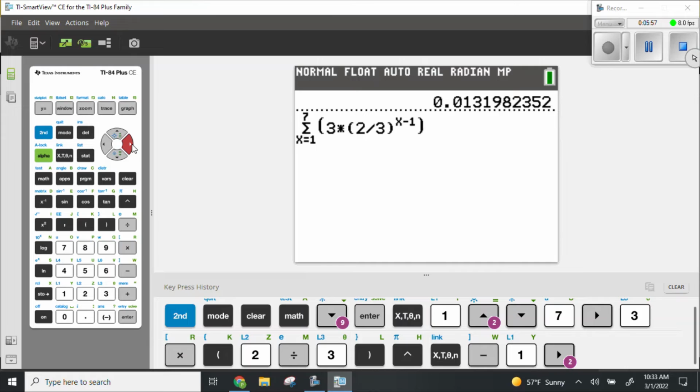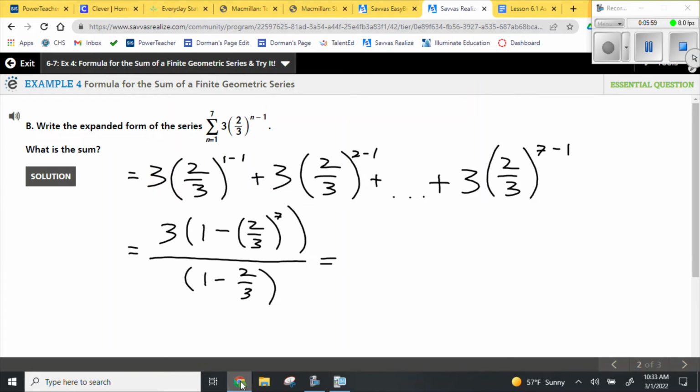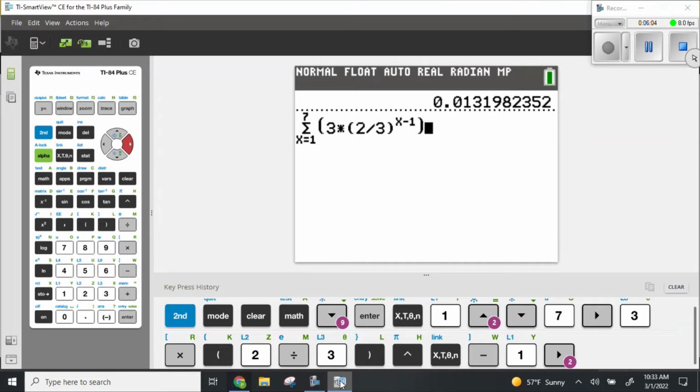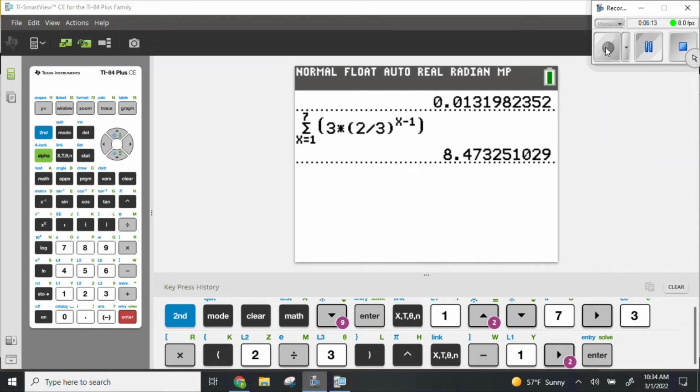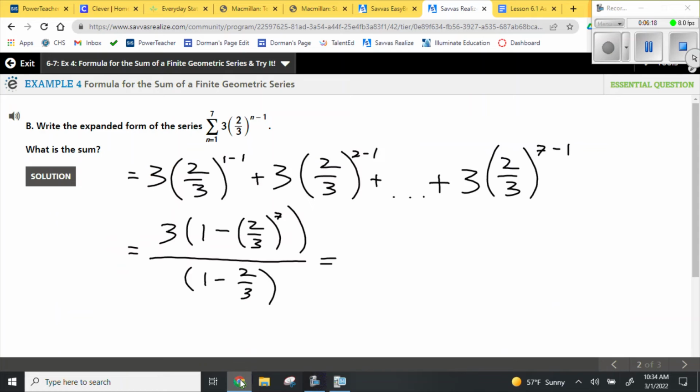I think that all looks right. We'll double check. 3 2/3, x minus 1, 7 looks good. And then we're going to hit enter. We get approximately 8.473. Put that up there. This is approximate since we have rounded. And there you go.